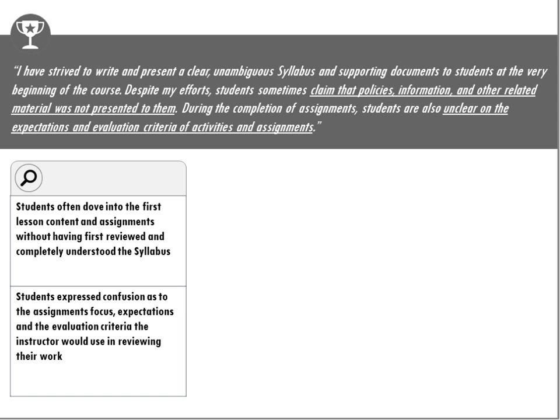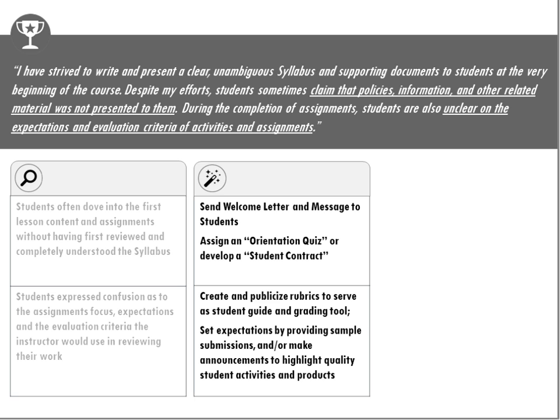What can we do? So let's analyze the paragraph here. Keywords here are students dove into the first lesson assignments, right? They maybe bypassed the syllabus completely and started working right away. And they didn't review, and they didn't understand, and there were some issues. Students expressed confusion as to the assignment's focus, expectations, and the evaluation criteria. So really two things are happening. One is the syllabus, which is a broad document about the entire class, and we can also talk about issues related to specific discussions, activities, and assignments. So what can happen here? Maybe we send a welcome letter and message to the student.